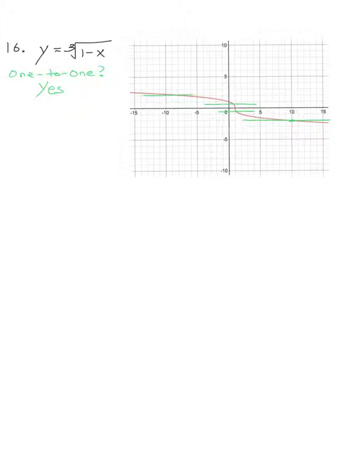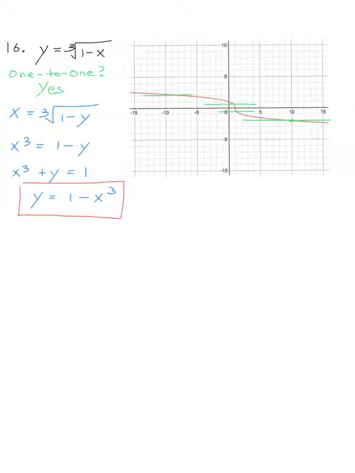So what is it? It's given by x is equal to the cube root of 1 minus y. I would have to cube both sides first to undo the cube root. And then I think I'll add y to both sides and then subtract x cubed. And this formula represents the inverse of the original equation.